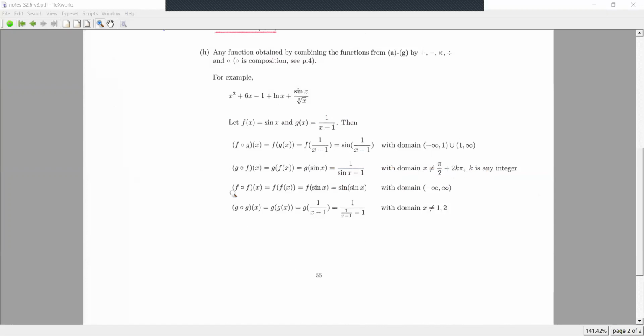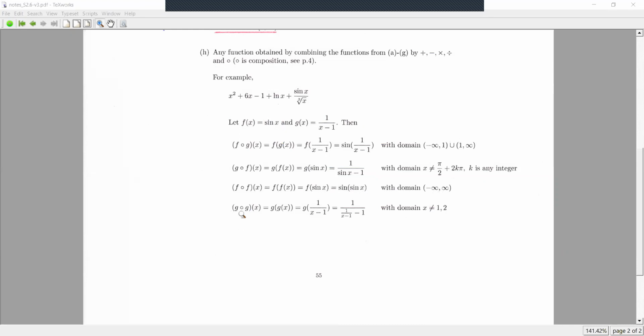Similarly, f circle f. F circle f means f of f of x. F of x is psi, so we have this equation. Now, how to compute f of psi of x? In this equation, replace all the x by psi of x. Then we get this equation. The domain of this function is any number.